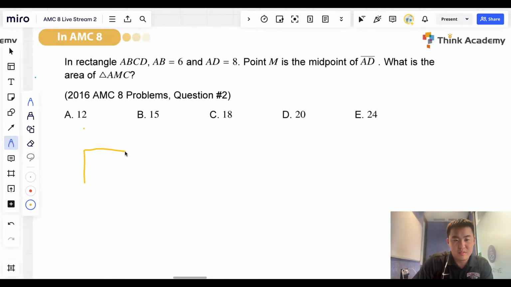Now, we have our rectangle ABCD. AB is the width because it's shorter. Then AD is the length. So AD is 8, AB is 6, and the last vertex is C.